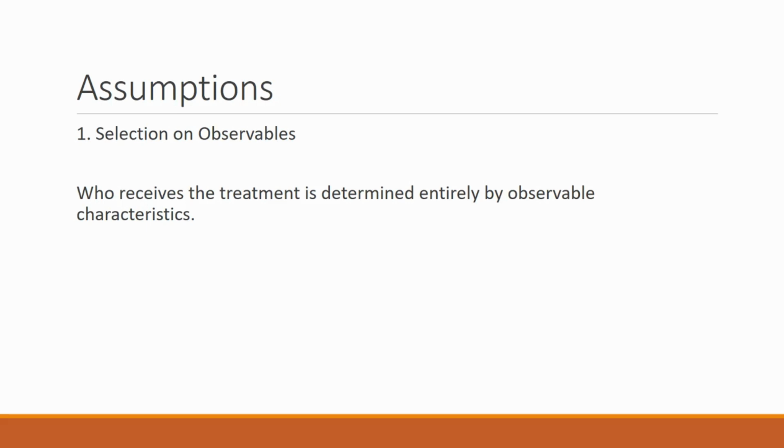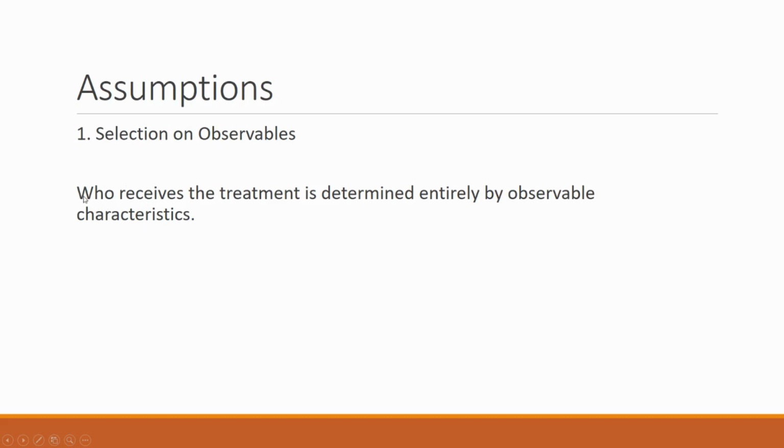Assumption number one is called selection on observables. I mentioned before this distinction between observables and unobservables. So the first assumption is called selection on observables. Let me explain what this means.